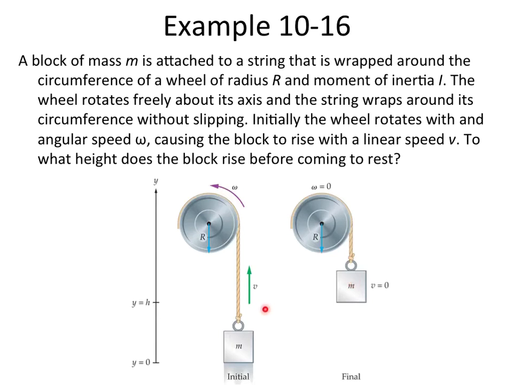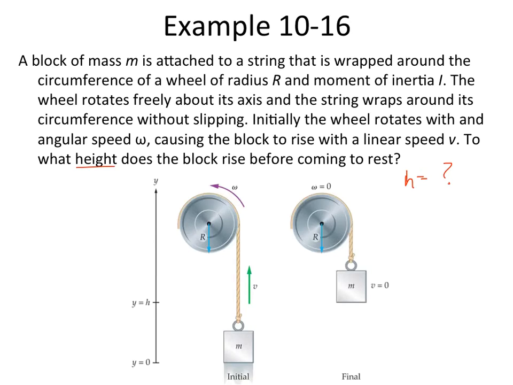So right here, this block is moving up and this wheel is rotating. This solid wheel is rotating right here. So the question is, to what height does the block rise before coming to rest? So the h is what we want to solve for right there. It looks like an n, doesn't it? It's an h. So it's going to be h in terms of all the other things.